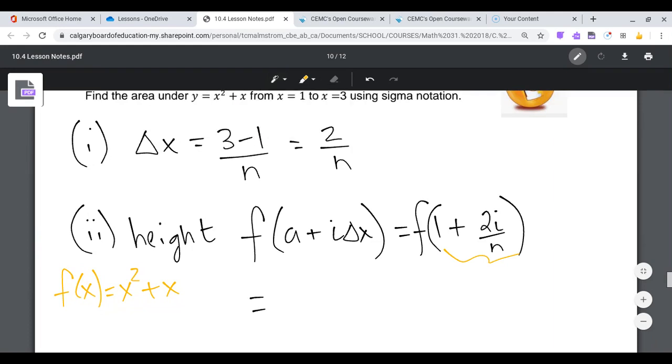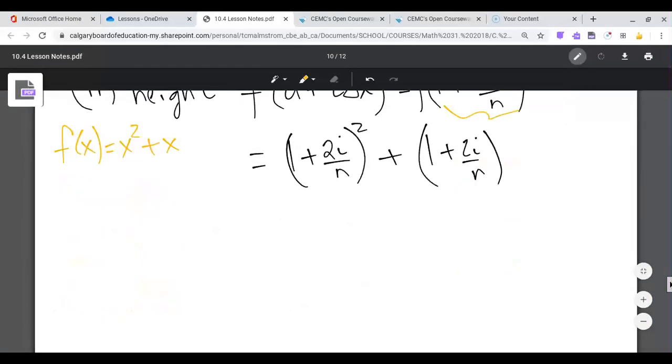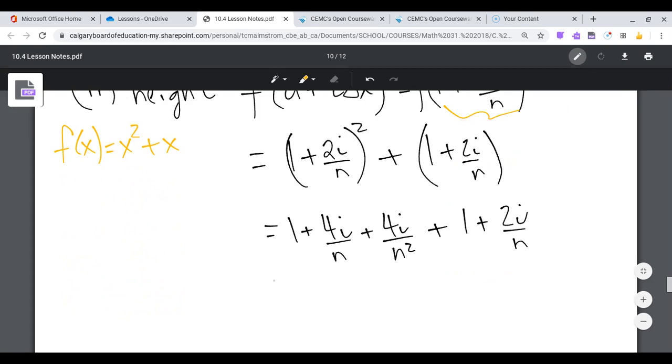So this is equal to (1 plus 2i on n) squared plus (1 plus 2i on n). So x squared plus x. Okay, so this is where you have to FOIL. So you'd get 1 plus 4i on n plus 4i squared on n squared plus 1 plus 2i on n, which is equal to 4i squared on n squared plus 4i on n plus 2i on n is 6i on n plus 2.